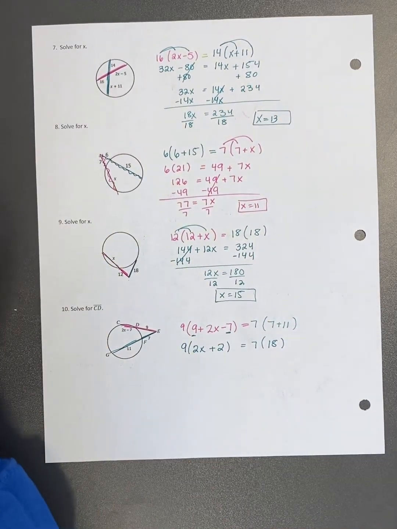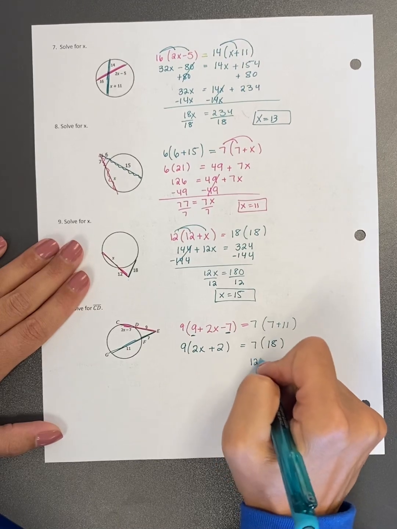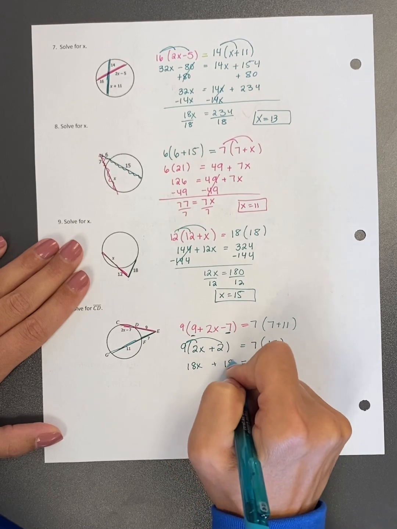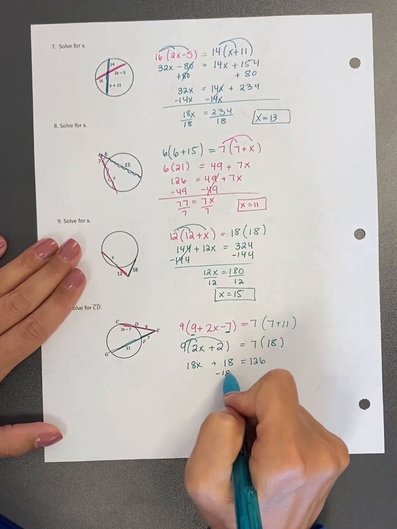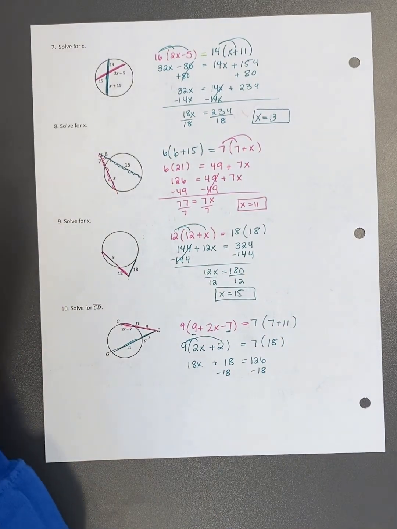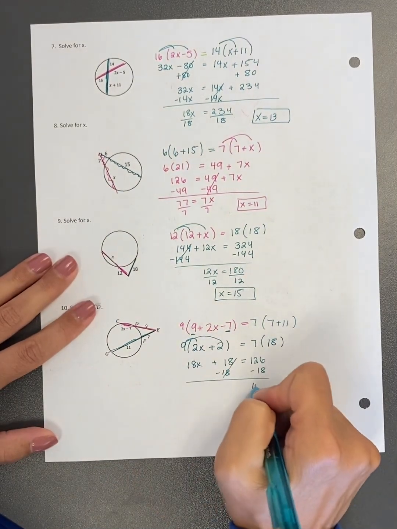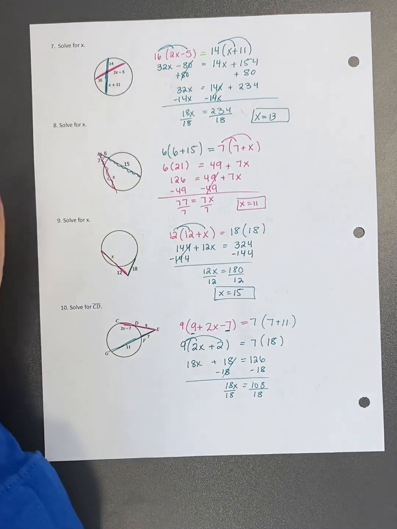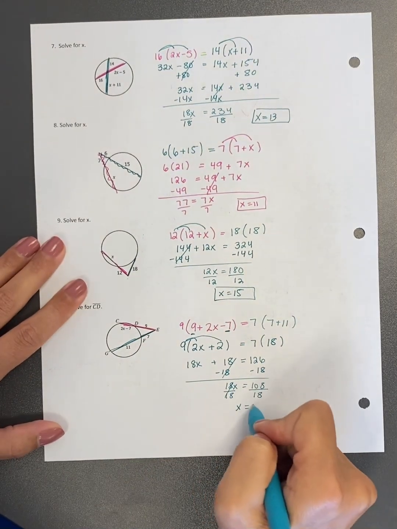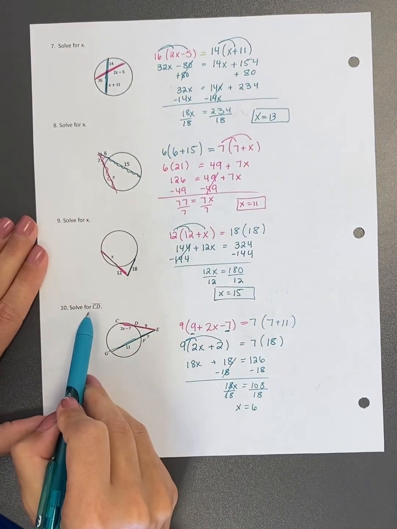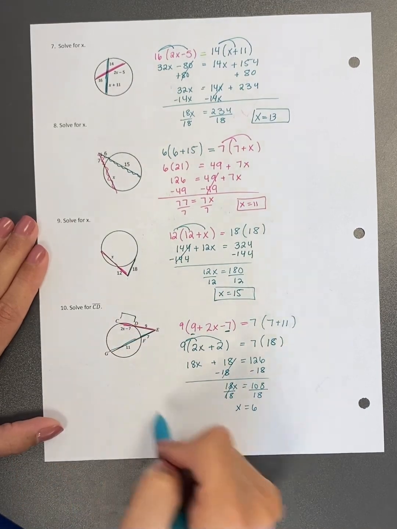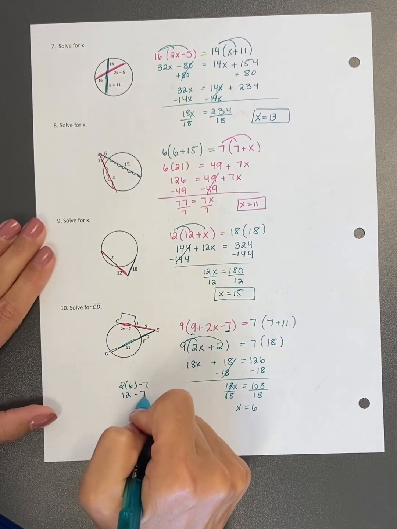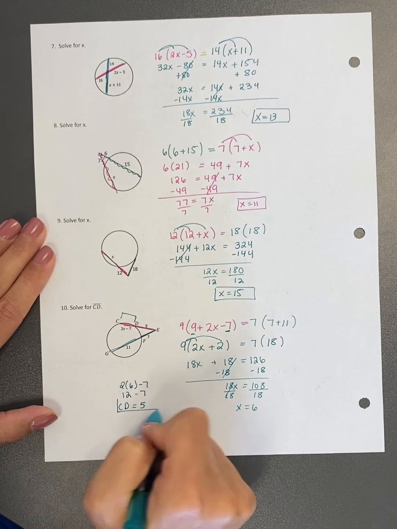7 times 18 is 126 over here. 9 times 2 is 18x. 9 times 2 is 18. So two-step equation, I'm minus 18 to both sides. 108. And now I can divide. So x equals 6. Then I do have to find the length of CD, so I need to plug it back into C to D. So 2 times 6 minus 7. So that's 12 minus 7, so CD is actually equal to a length of 5.